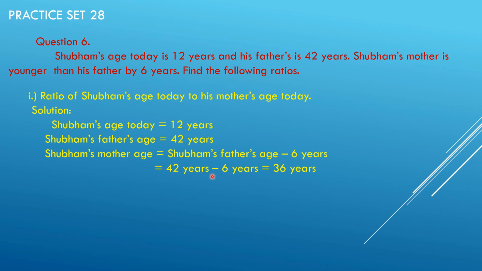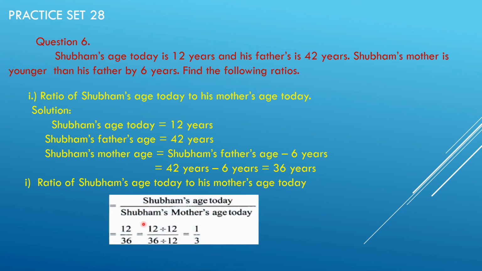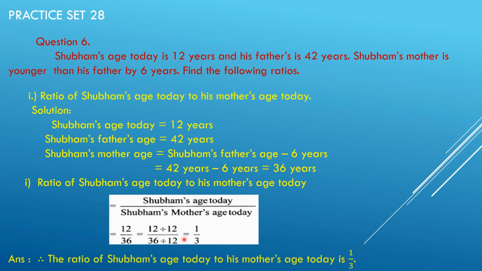And next, your first ratio: the ratio of Shubham's age today to his mother's age today is equal to Shubham's age today upon Shubham's mother's age today. That is equal to 12 upon 36. Here the HCF is 12. Therefore, 12 divided by 12 upon 36 divided by 12 is equal to 1 upon 3. And therefore, the final answer: the ratio of Shubham's age today to his mother's age today is 1 upon 3.